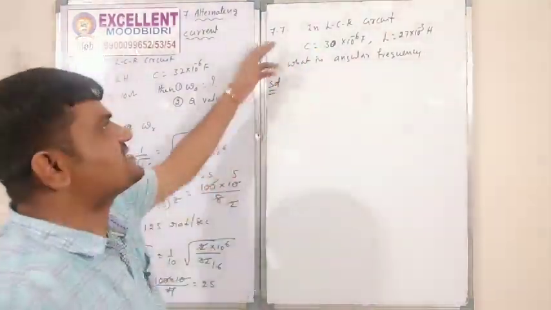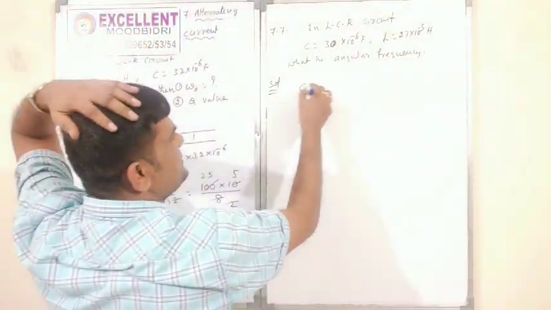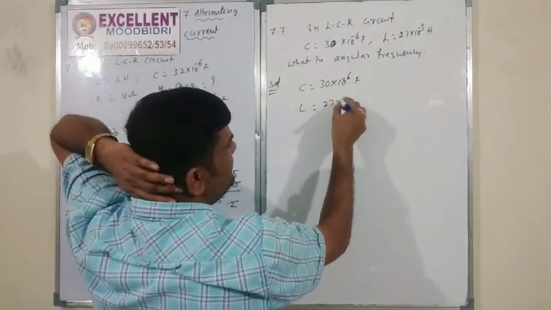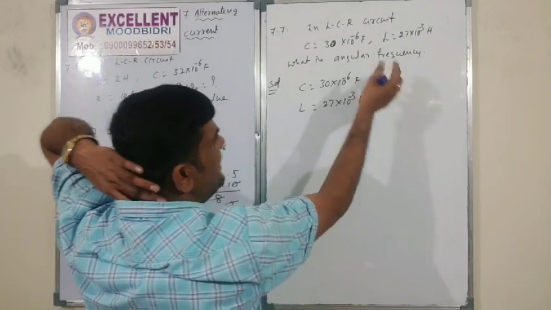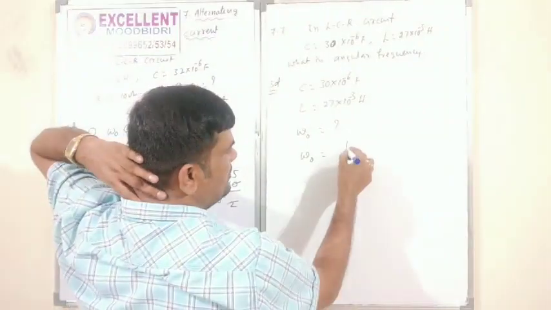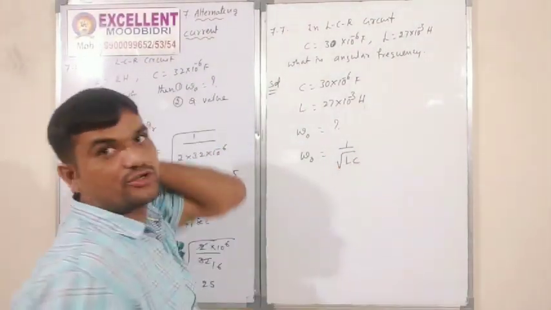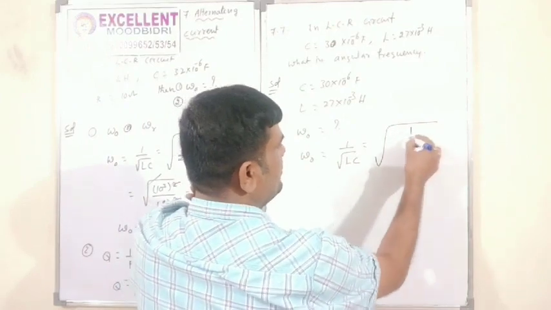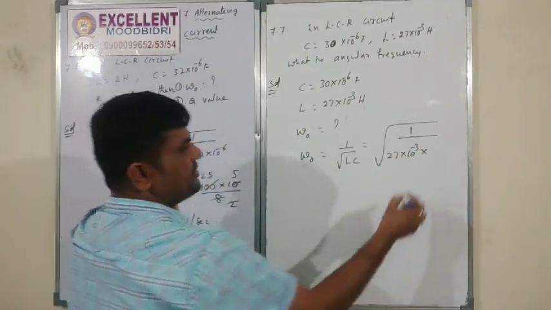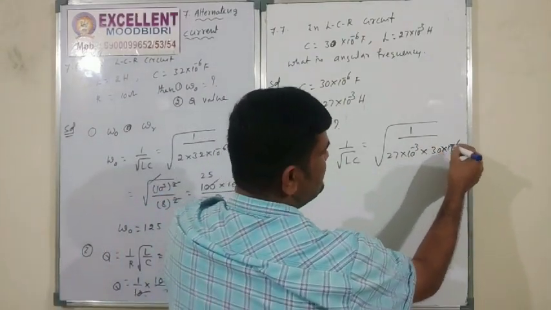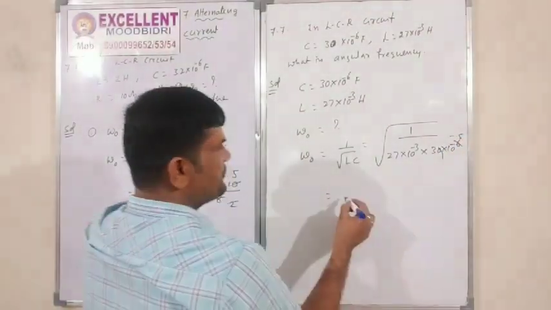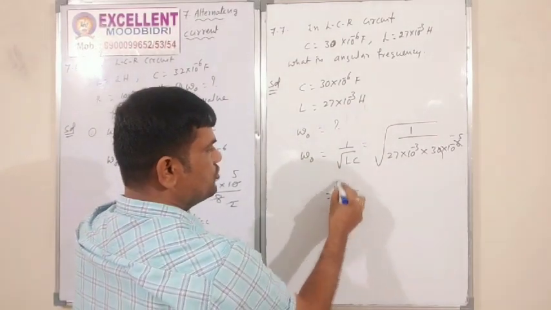Second question. In an LCR circuit, C is equal to 30 into 10 power minus 6 farad, L is equal to 27 into 10 power minus 3 Henry. Then angular frequency omega naught is equal to what? Omega naught is 1 by root over LC. Therefore L into C is 27 into 10 power minus 3 into 30 into 10 power minus 6, which is equal to, so 10 power minus 5 directly.